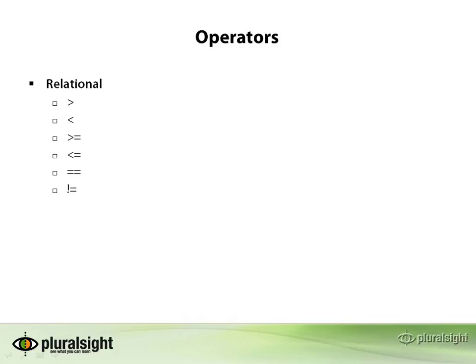Next is relational operators, and these operators are going to compare two things. As we get into conditional statements, this is going to make more sense. But for now, we're just going to overview what these operators are. What it basically lets you do is evaluate whether two different numbers or variables or types, and see is one greater or less than the other, are they equal, are they not equal.